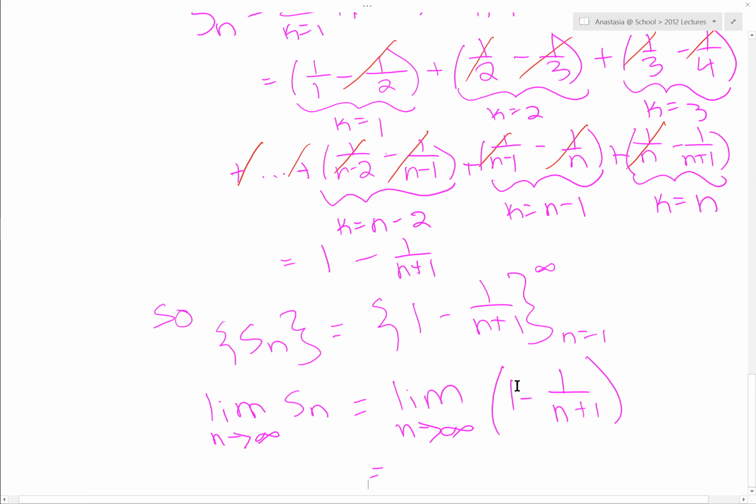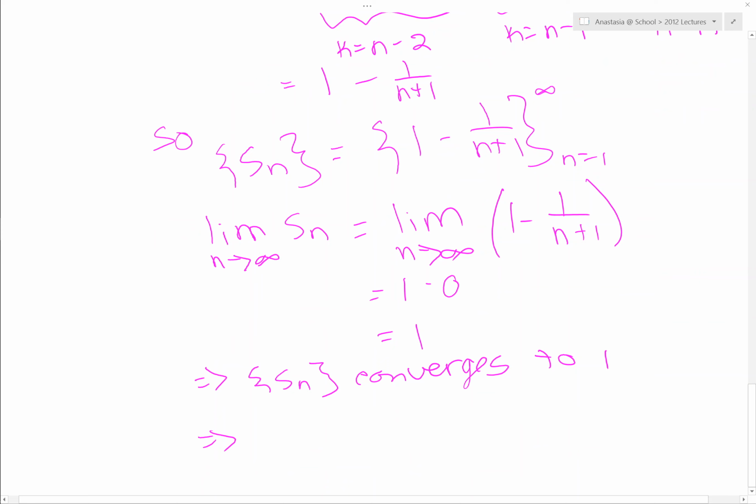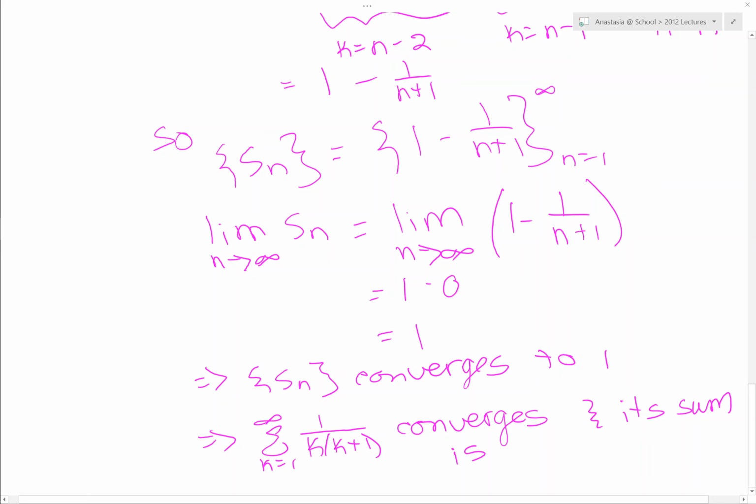And that is pretty easy to see. This first term is a constant, so that's just going to be 1. As n goes to infinity, this second term goes to 0, so we have 1 minus 0, which is equal to 1. So this does mean that our sequence of partial sums converges. Specifically, it converges to 1. So that means that our series, the sum from k equals 1 to infinity of 1 over k times k plus 1, converges, and its sum is 1.